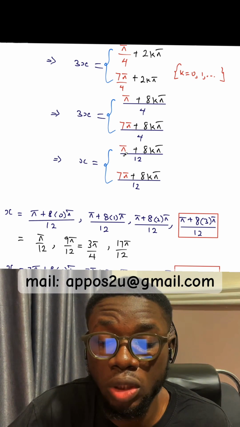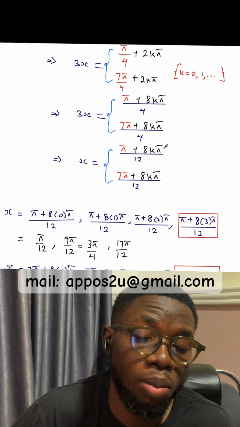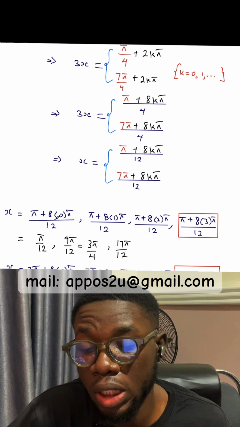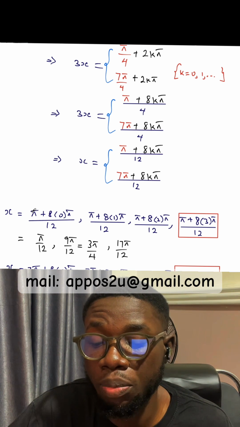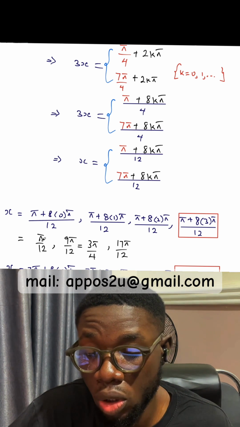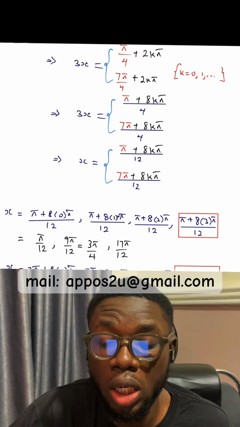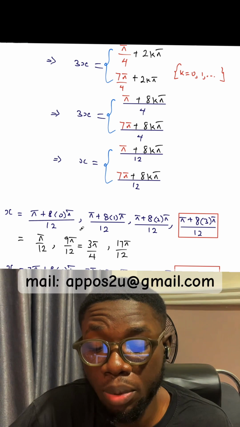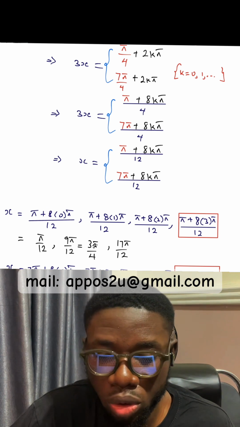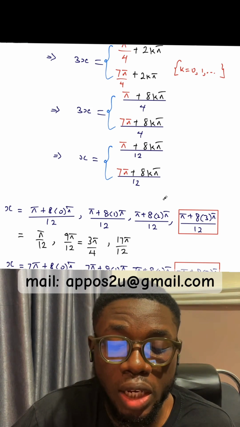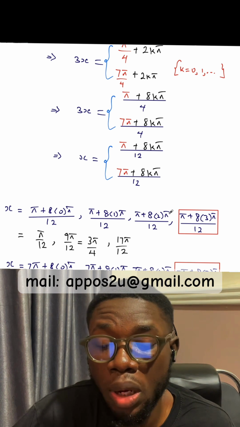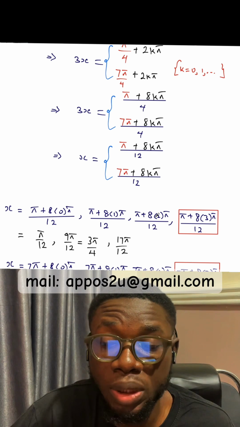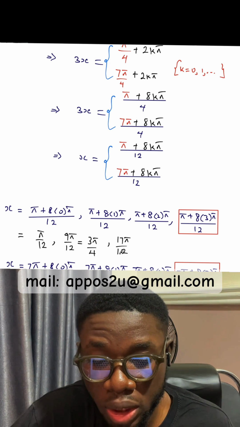I'll start with the first one, which is pi plus 8k pi, all divided by 12. When k is 0 and you substitute that in, pi will be left, so you have pi over 12. When k is 1, you have 8 multiplied by 1, that's 8 pi plus pi. That will be 9 pi over 12, and that will reduce to 3 pi over 4. Then you also have 8 times 2 pi, which is 16 pi plus pi. That would be 17 pi, all divided by 12.